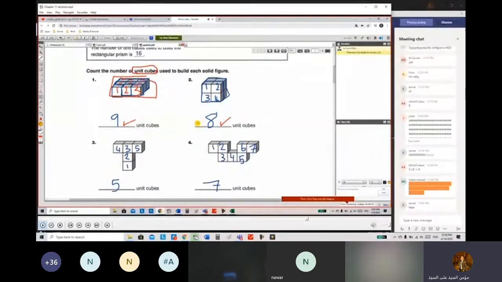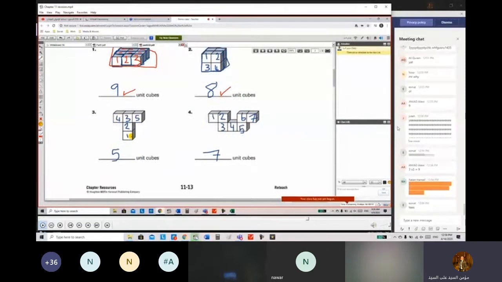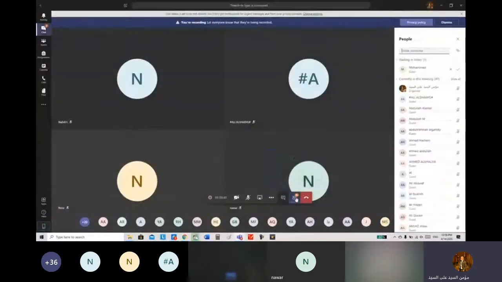And then here, count it: 1, 2, 3, 4, 5 unit cubes. The same here, 1, 2, 3, 4, 5, 6, 7 unit cubes. Okay, let's move to the next page.